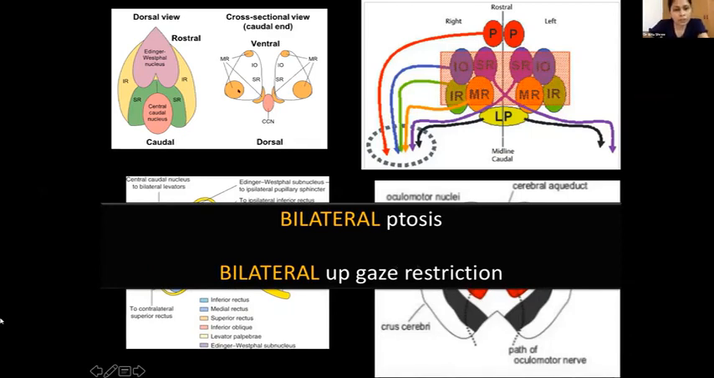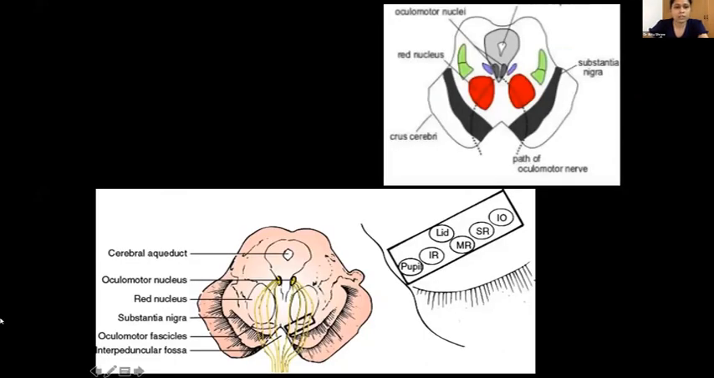The third point to note here is that the medial rectus nuclei are scattered. They are not at one place like superior rectus or inferior oblique nuclei. So whenever there is a nuclear lesion, there has to be involvement of medial rectus along with other nuclei also. And if the patient is presenting with sole medial rectus restriction, the lesion can never be nuclear. I hope everybody understands that.